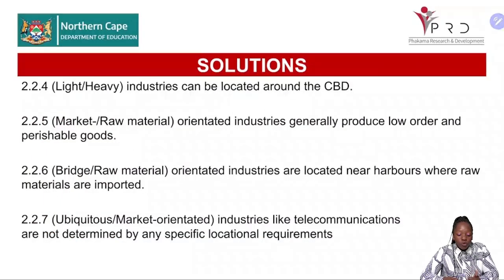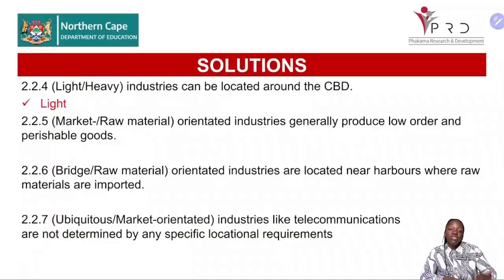Then your 2.2.4, the light or heavy industries can be located around the CBD. Remember, it is the light industries that can be located around the CBD because they use small machines and they cause less or no pollution at all. So they are harmless. Hence, they can be located closer to the CBD. Even inside the CBD, you can get these types of industries.